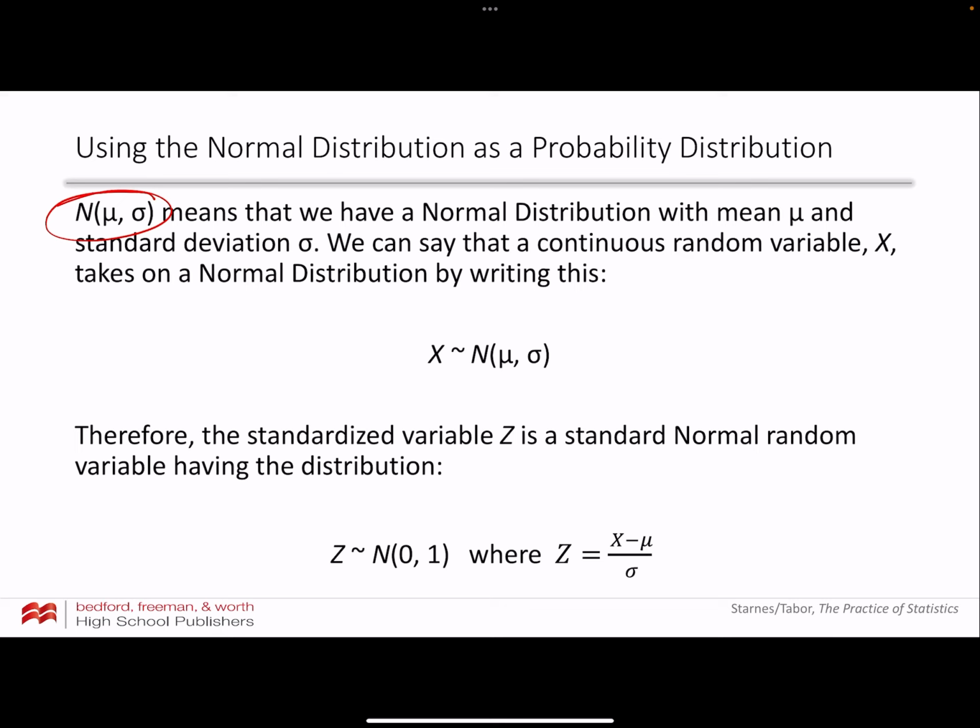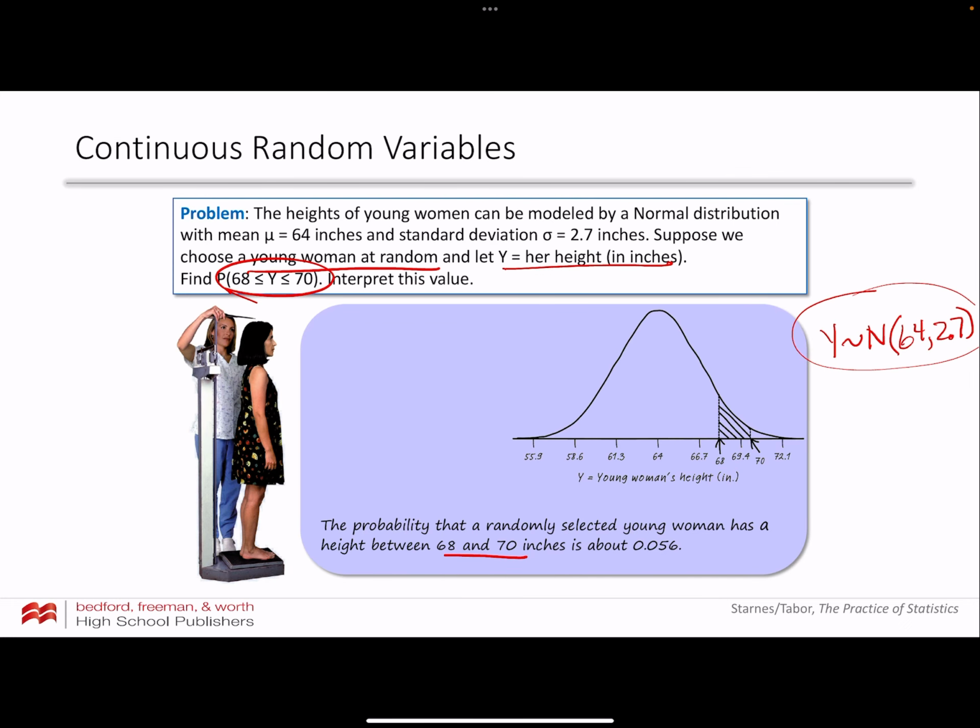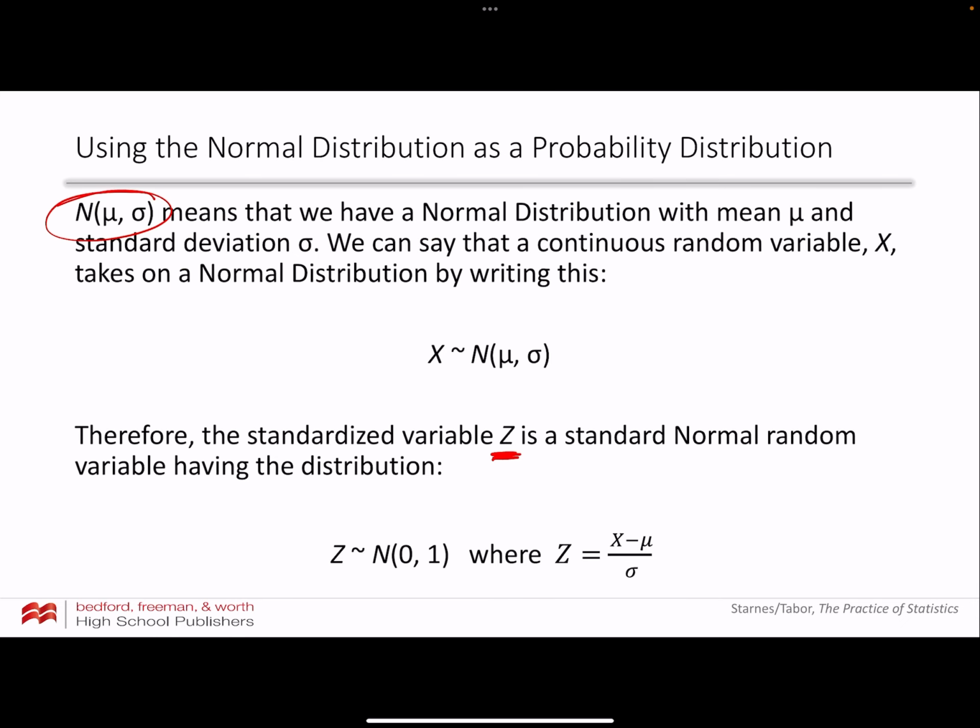So I can then standardize all of those heights. Remember, we talked about standardizing, calculating z-scores. So the standardized variable z is a standard normal random variable having this distribution. So if I were to take all these women's heights and standardize all of them, convert them all to z-scores, my new mean would be 0 and my new standard deviation would be 1. And we're going to revisit that a lot more in the rest of the chapter, but that's all you need to really know right now.